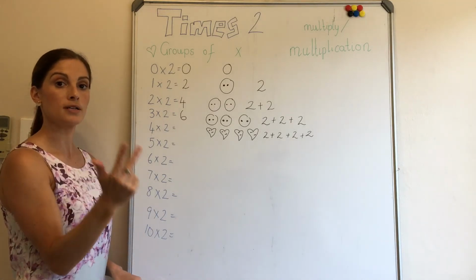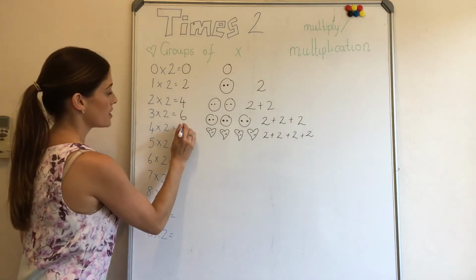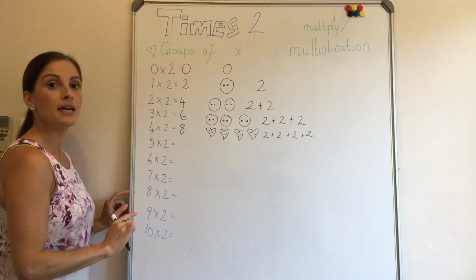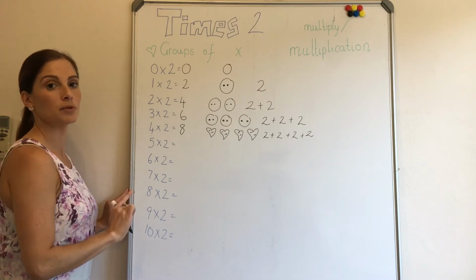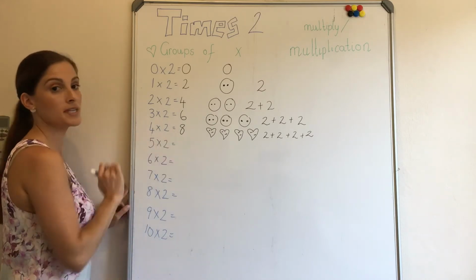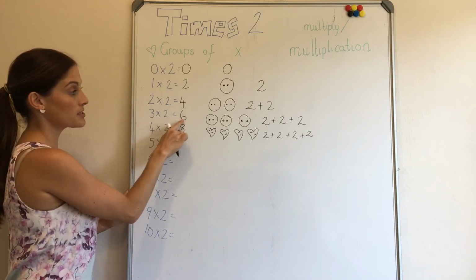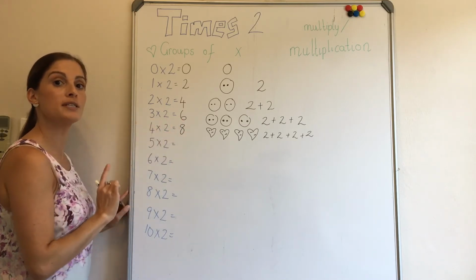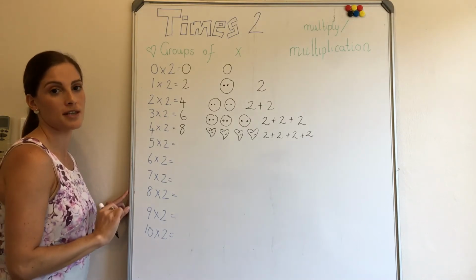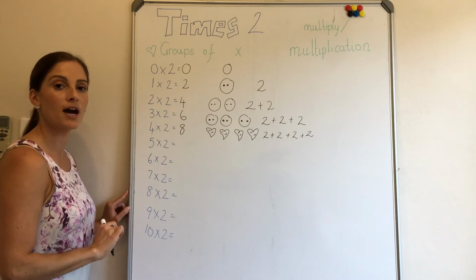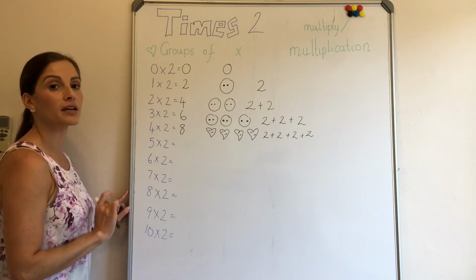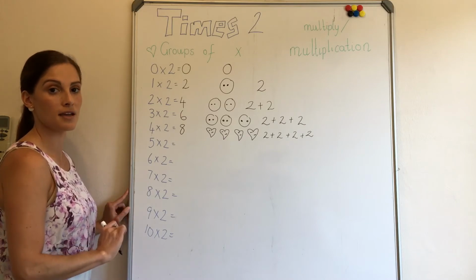Now what you might be seeing here is that times 2 is the same as double. So double 4 is 8. And 4 times 2 is 8. Double 3 is 6. And 3 times 2 is 6. Now, times 2 is the only one where it's the same as a double. When you learn your times 5 and your times 10, it will be a little bit different. You will be counting in 5s or counting in 10s.